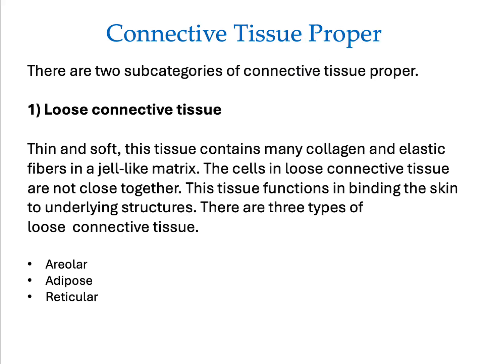Connective tissue proper. There are two subcategories of connective tissue proper. One is loose connective tissue. This thin and soft tissue contains many collagen and elastic fibers in a gel-like matrix. The cells in loose connective tissue are not close together. This tissue functions in binding the skin to underlying structures. There are three types of loose connective tissue.